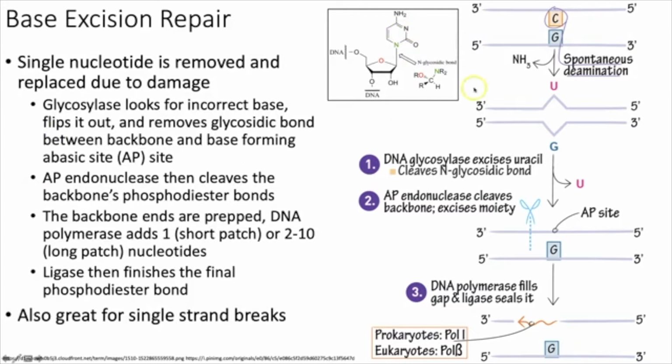When you read about this, it literally bends the whole backbone out and flips that nucleotide out away from the hydrogen bonding, so it's easier to cleave. And so it cuts that, and that forms what's called an abasic site.